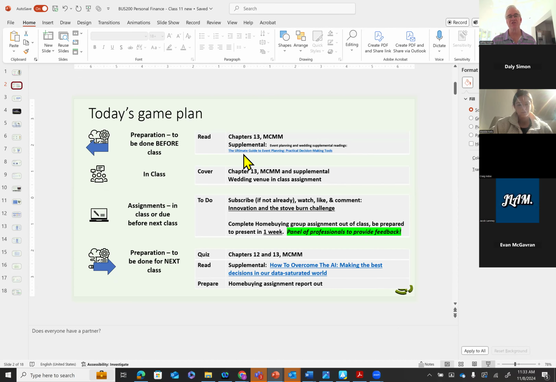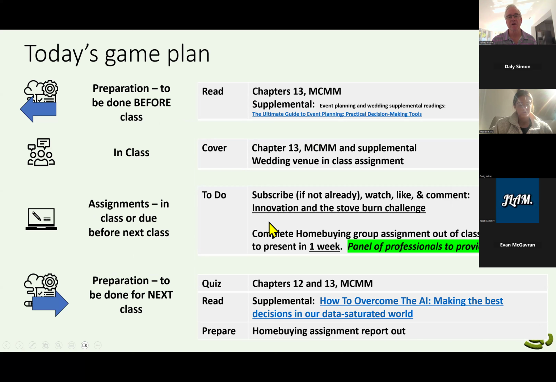All right, hopefully you can see the screen. Put it in presenter view. All right, so let's go ahead and rock and roll.